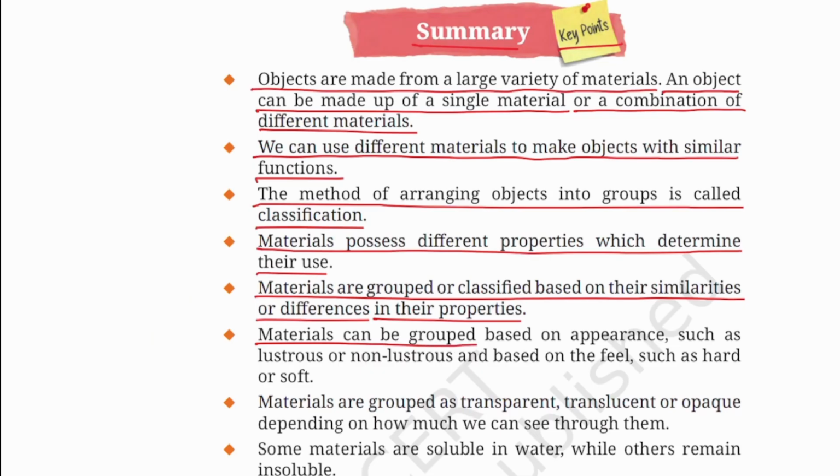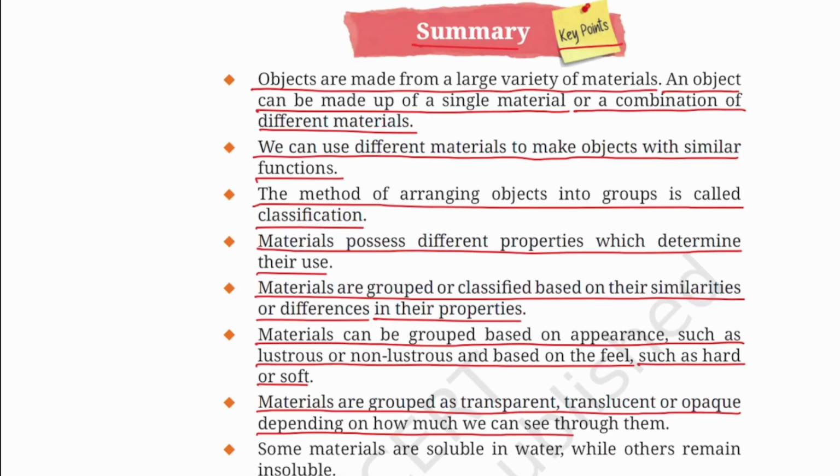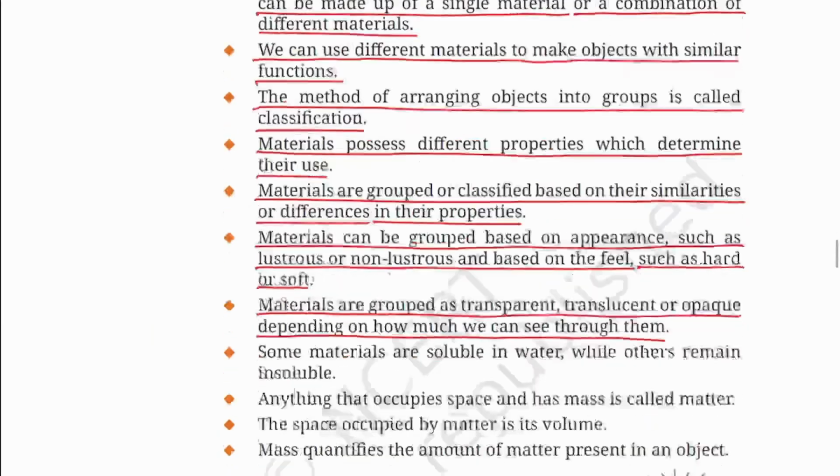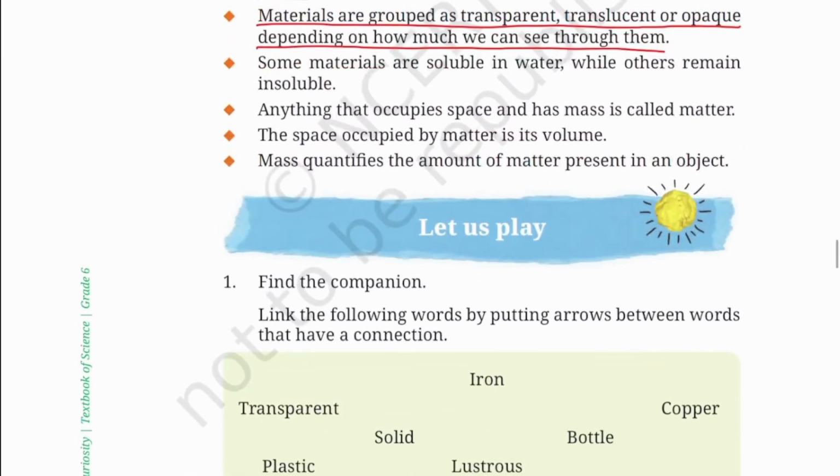Materials can be grouped based on appearance such as lustrous or non-lustrous, and based on their feel such as hard or soft. Materials are grouped as transparent, translucent or opaque depending on how much we can see through them. Some materials are soluble in water while others remain insoluble.